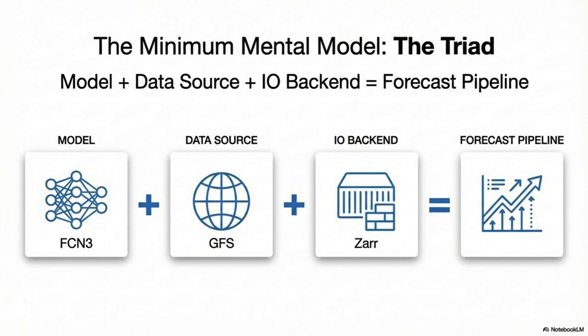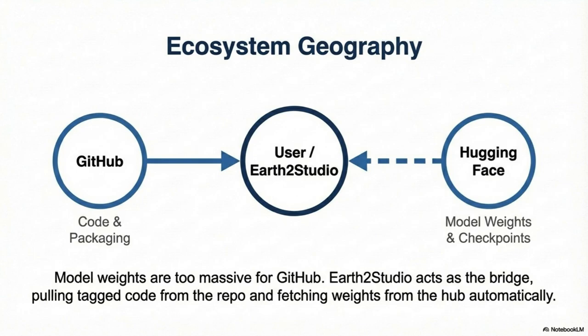So in our case, the model is FCN3, that's ForecastNet 3. The data source is GFS, the Global Forecast System from the U.S. government. And the I/O backend, how we handle the data, is a Zarr container.